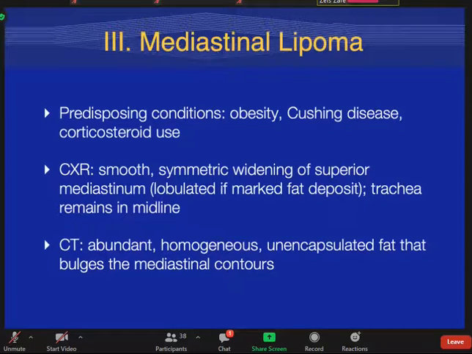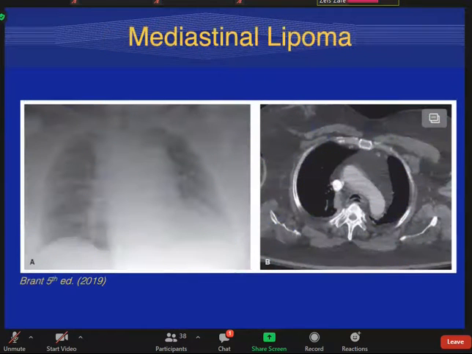CT provides a definitive diagnosis by demonstrating abundant, homogeneous, unencapsulated fat that bulges the mediastinal contours. Heterogeneity within the fat may suggest other conditions such as neoplastic infiltration, infection, or hemorrhage. This frontal chest radiograph shows a widened mediastinum, and the axial contrast-enhanced CT at the level of the aortic arch shows abundant mediastinal fat, accounting for the mediastinal widening on the chest radiograph.